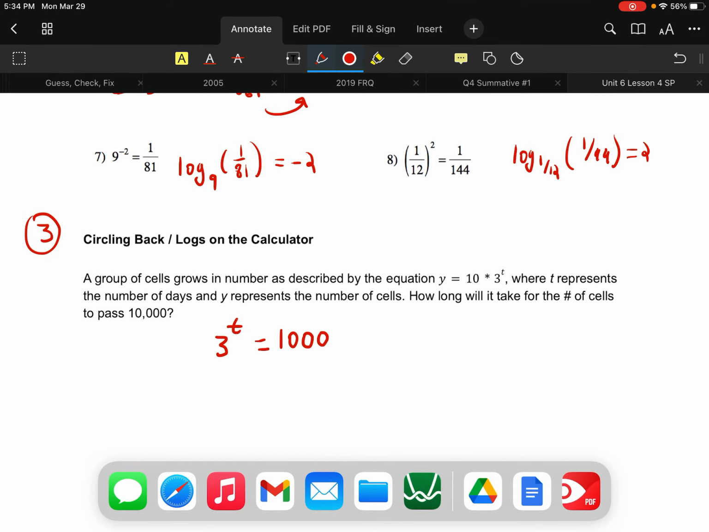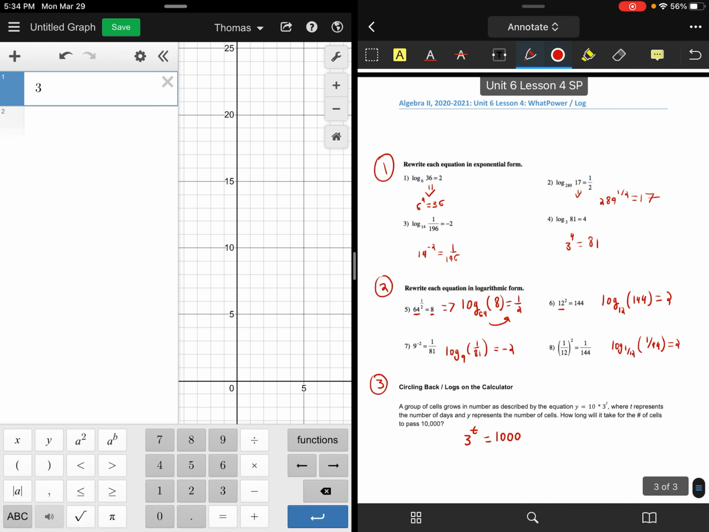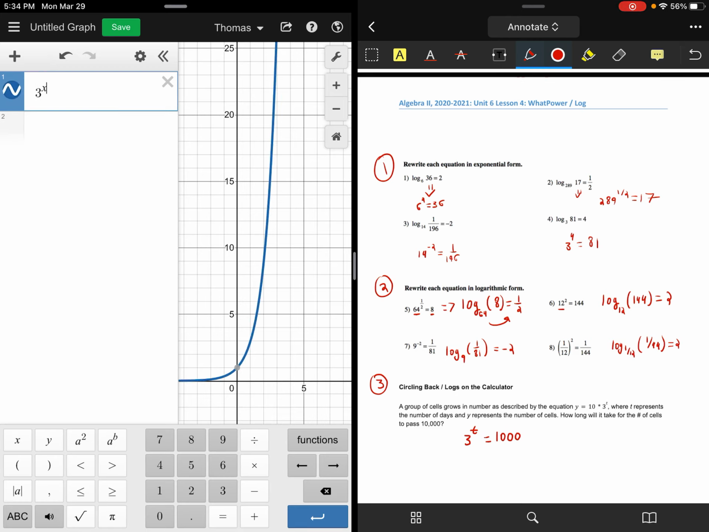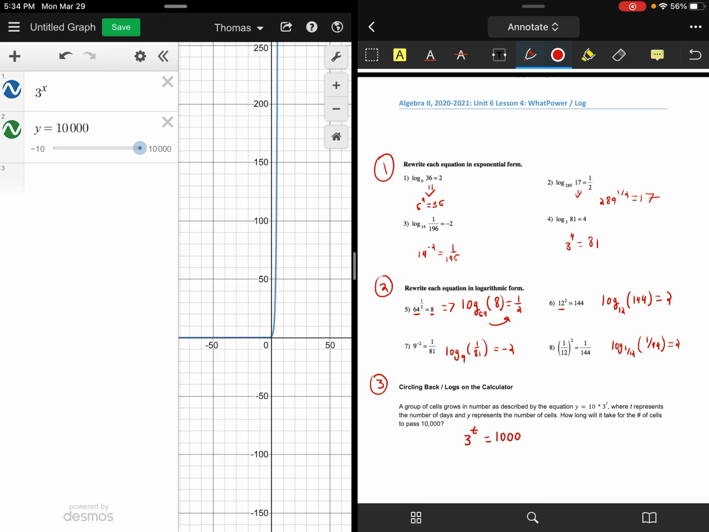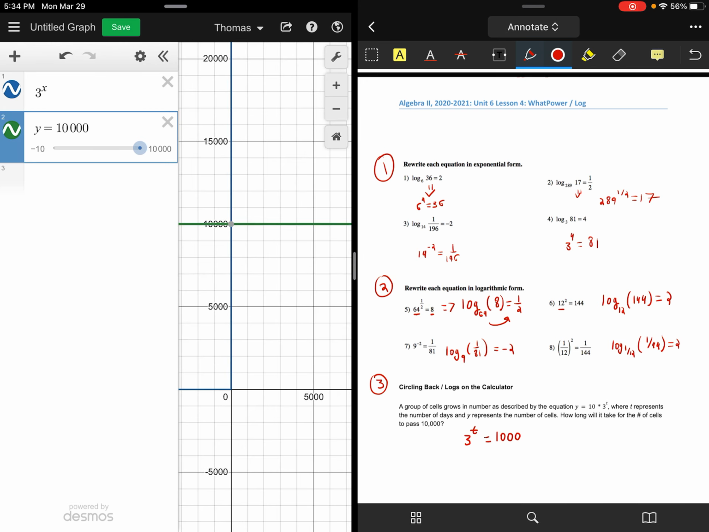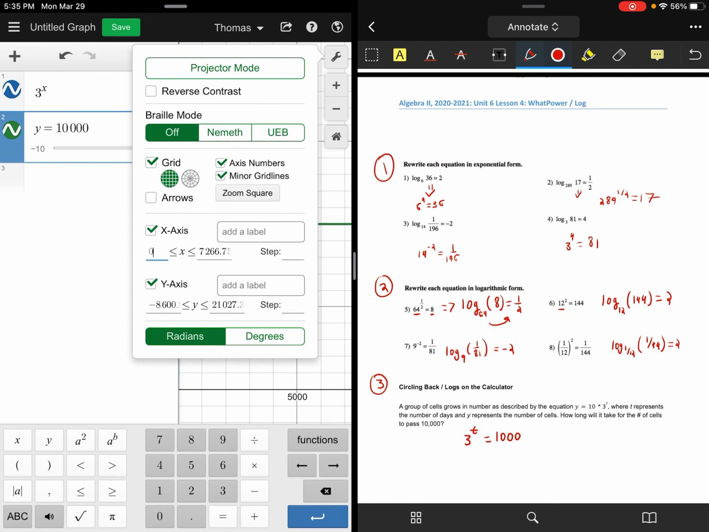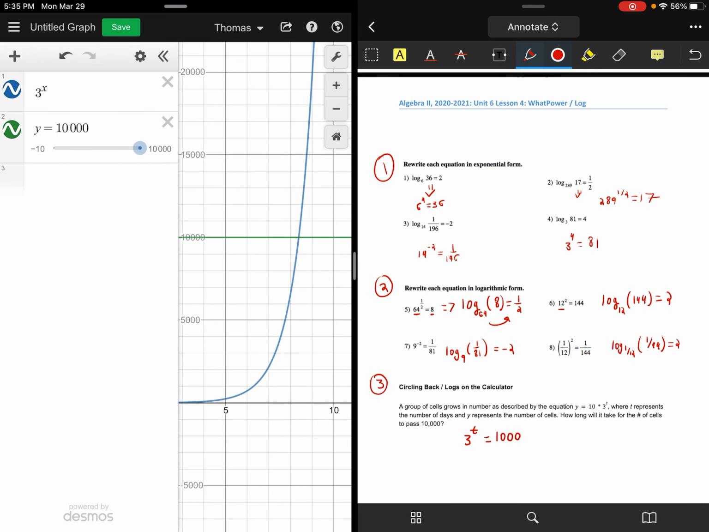So if I wanted to know the answer to this question, one way to do this would be to graph 3 to the power of x, and I could find where that intersects 10,000. And we'll go check that to make sure that's true. So let's do y equals 10,000. And that's somewhere way up there. So let's do x goes from 0 to 8. There we go. That should be enough to get it. So we'll confirm our answer there.